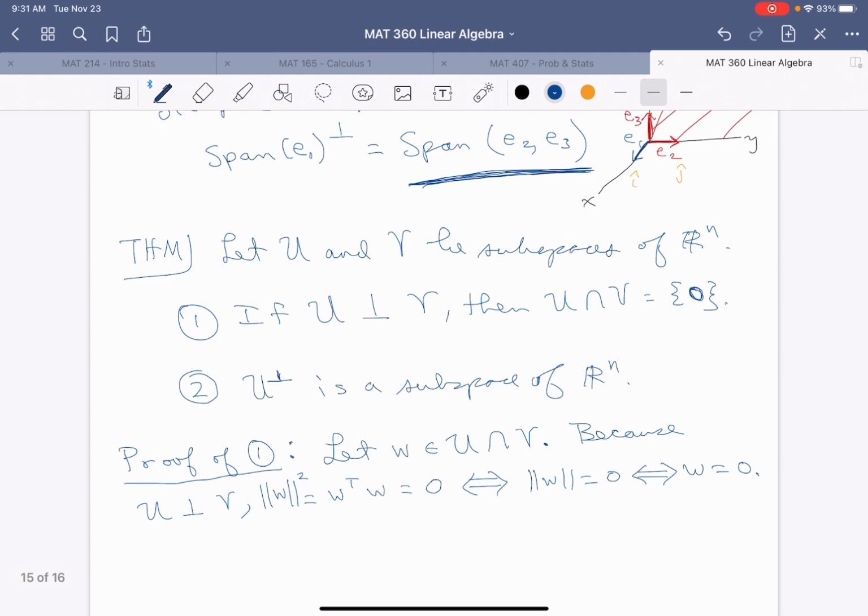Okay, so therefore, we picked an arbitrary vector out of the intersection of U and V and demonstrated that it has to be the 0 vector. So therefore, the intersection consists only of the 0 vector, as desired. Okay, and so that's the proof of 1.